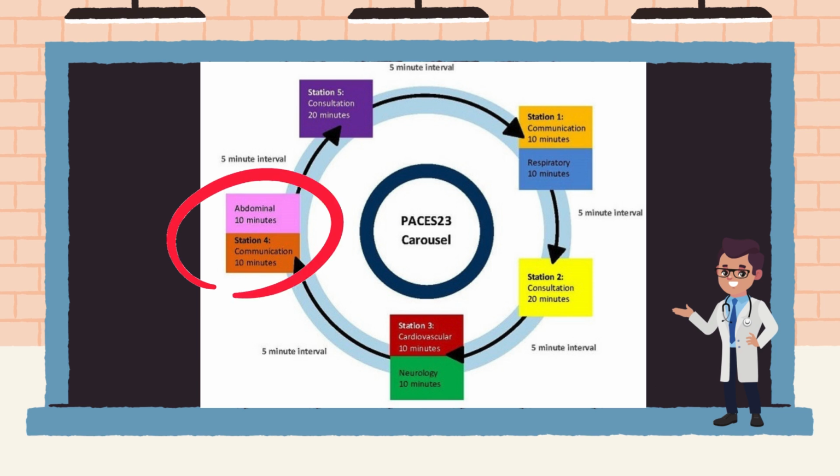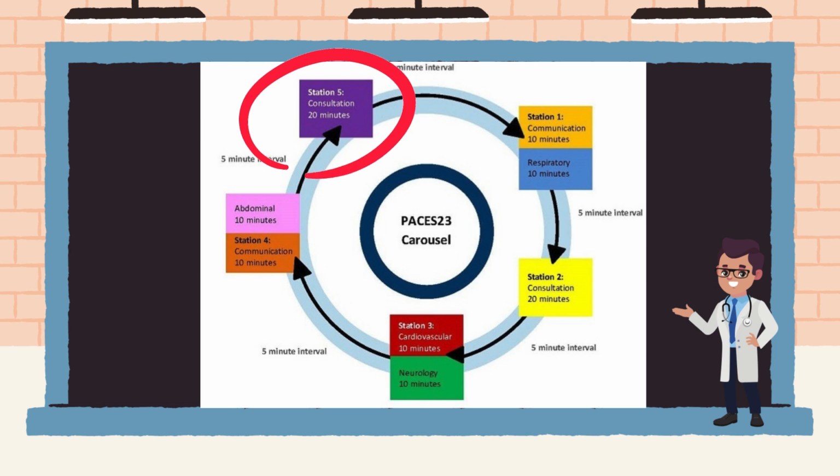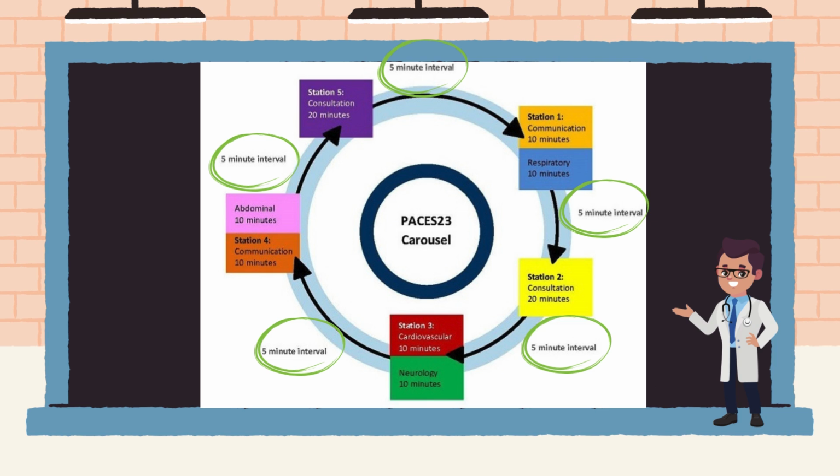Station 4 involves abdominal examination and another communication task, each lasting 10 minutes. Finally, Station 5 is another 20-minute consultation, similar to Station 2. It's important to remember there's a 5-minute break between every station. This break is useful for collecting your thoughts or taking notes, which you're allowed to bring into the next station. That can be especially helpful for the communication and consultation tasks. I'll cover the details of each station type in a separate video.